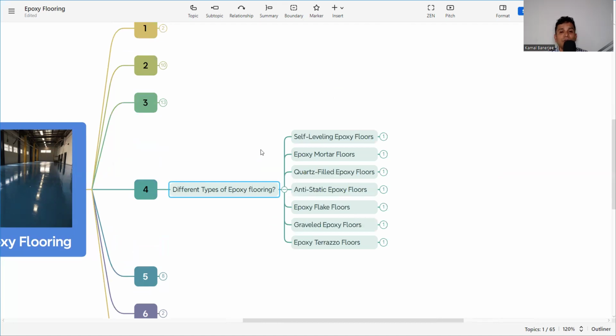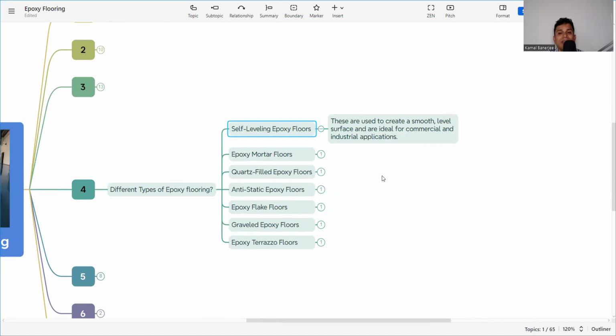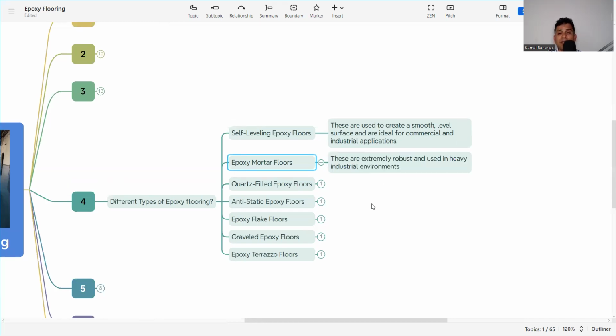First, self-leveling epoxy flooring. What is that? These are used to create a smooth, level surface and are ideal for commercial and industrial application. What is the benefit? With self-leveling, we don't need to level by ourselves. It will level automatically. We just mix and lay it down, and with the self-leveling property, it will level the floor surface. Then epoxy mortar floors. These are extremely robust and used in heavy industrial environments.